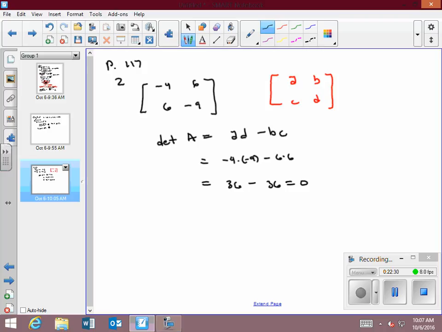So these are not invertible, because if you look at Theorem 4 on page 105, it says that if that determinant is zero, then the matrix is not invertible.